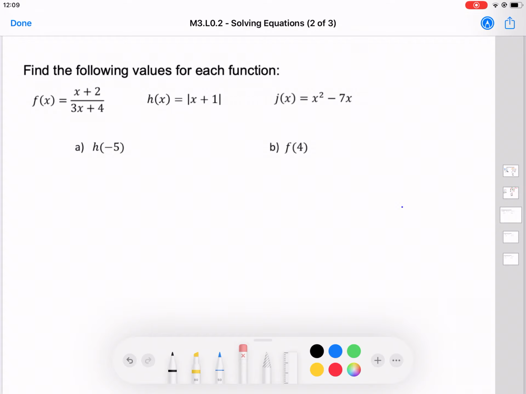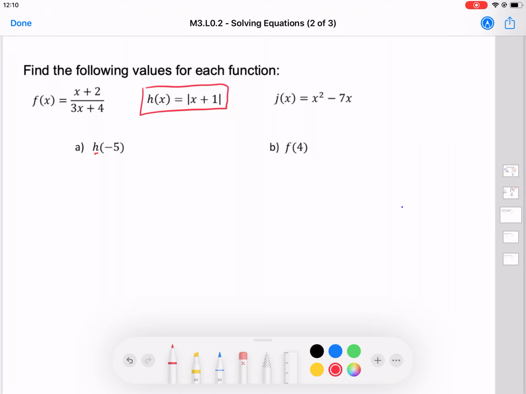Last thing we're covering, just as a quick review, is how to evaluate functions. So first thing you need to do, there are 3 different functions here. We've got our f function, our h, and our j. So that's important to note. You want to make sure you match the correct name. So on part A, we've got h of -5, so we're going to be using this function right here.